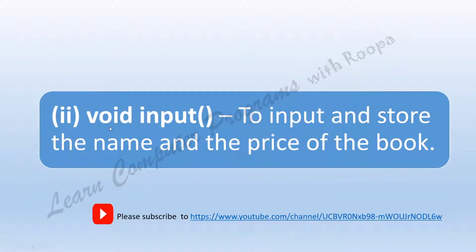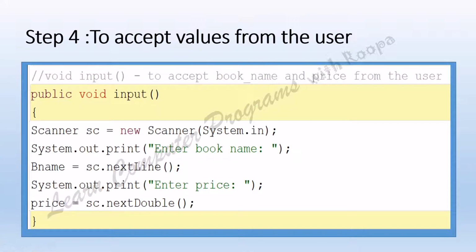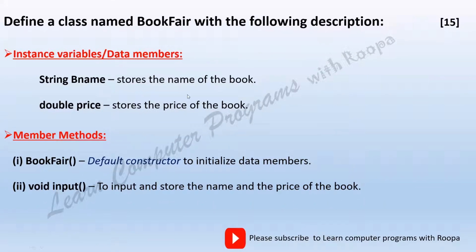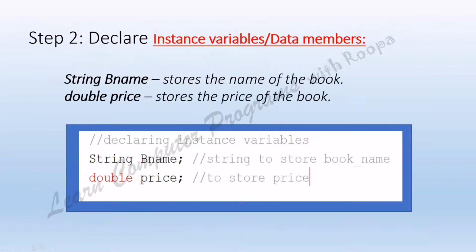Next step, we have to define a method called void input, to input and store the name and price of the book. In some textbooks they would have put the constructor and directly initialized the values there. Please don't do that. Keep the constructor definition separately and the input definition separately, because if you observe your question here, they have asked 2 separate things. One is default constructor, another is input. So you have to write it as 2 different methods. Don't mix both together.